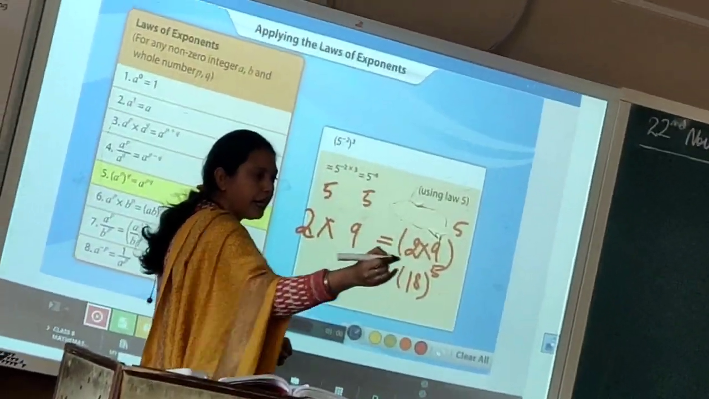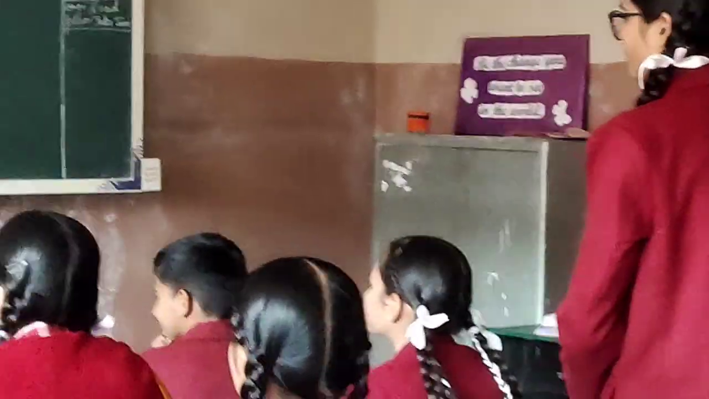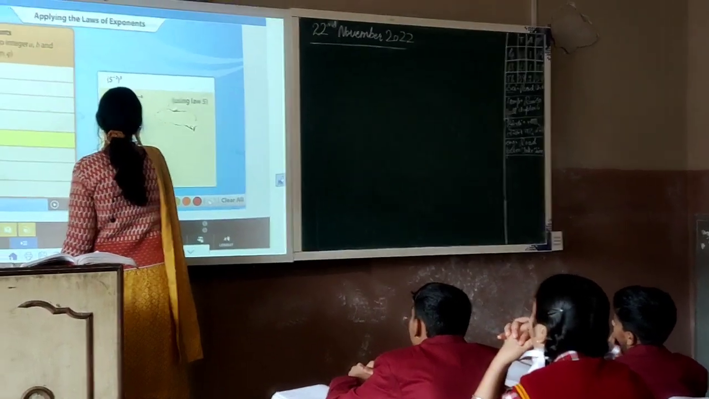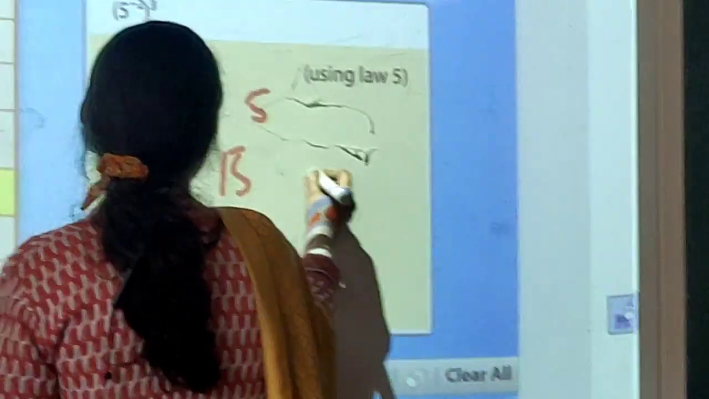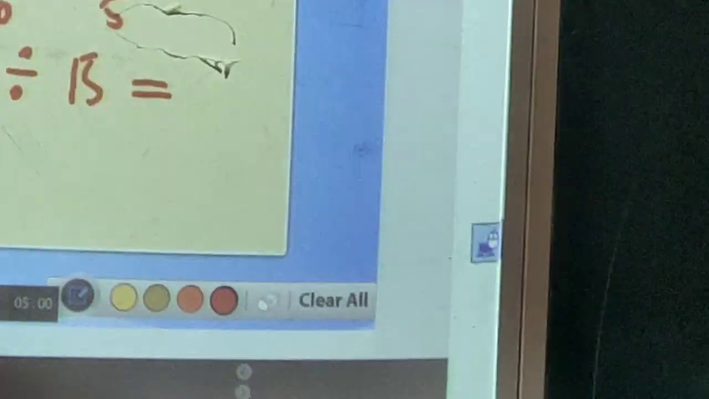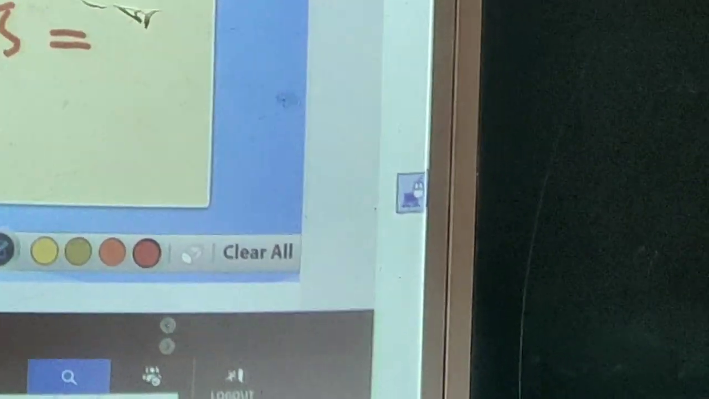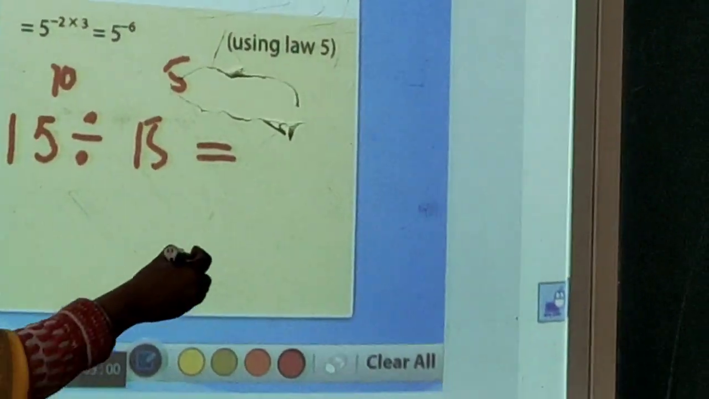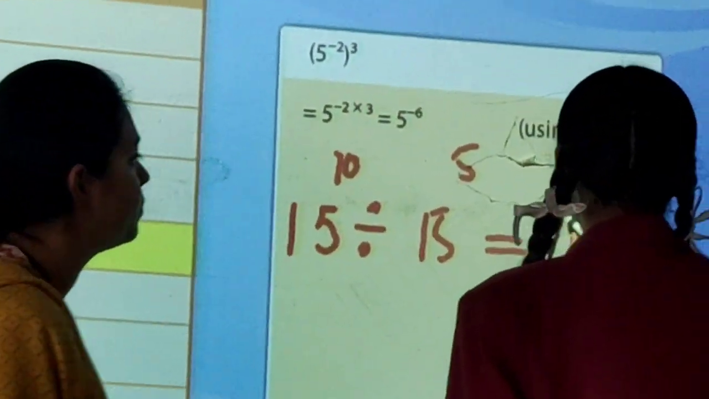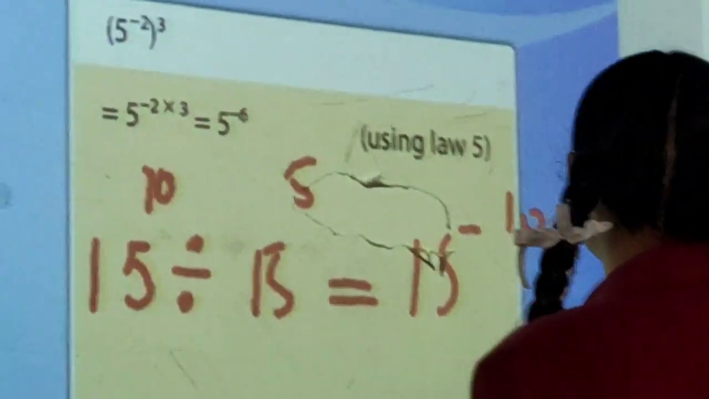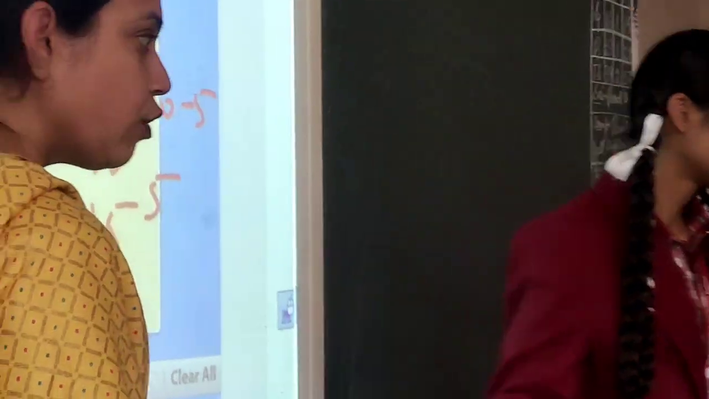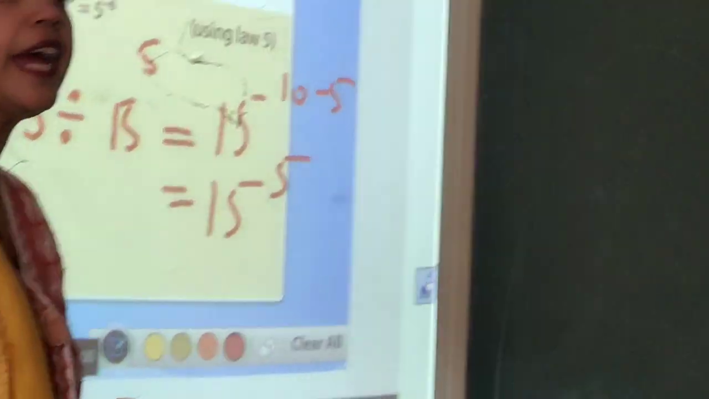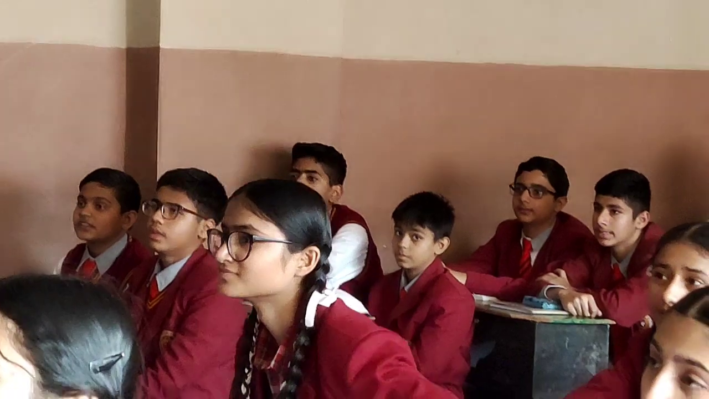Yes, you get up, Ashmi. You tell me. Suppose I have 15 raised to power 10 divided by 15 raised to power 5. So how to solve it? There is a sign of division. Yes, ma'am. Minus. So come here. Do here. Yes, because there is a sign of division, both bases are same, so powers get subtracted. Clear to all? Yes, ma'am. Any problem?